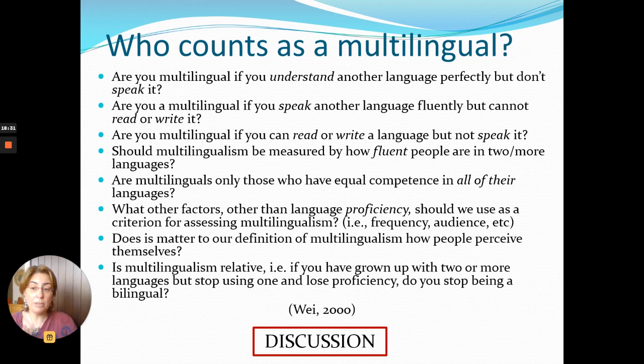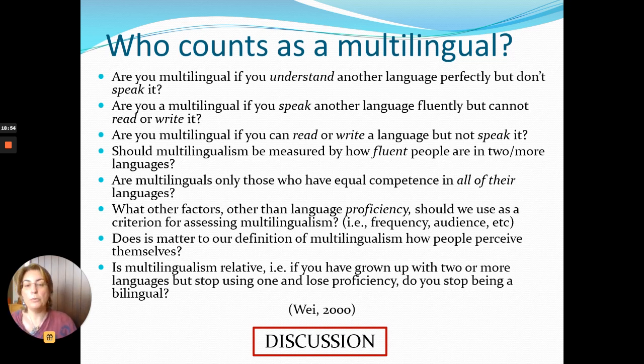And finally, is multilingualism relative? For example, if you've grown up with two or more languages, but stop using one of the languages and lose proficiency because use it or lose it, do you stop being a bilingual? So imagine that I ask you, well, are you a multilingual? And I used to be. I used to be multilingual. Now I'm not anymore. Well, really?